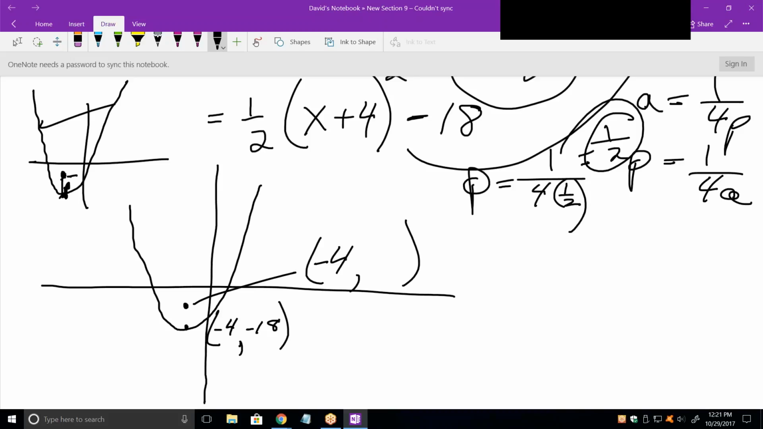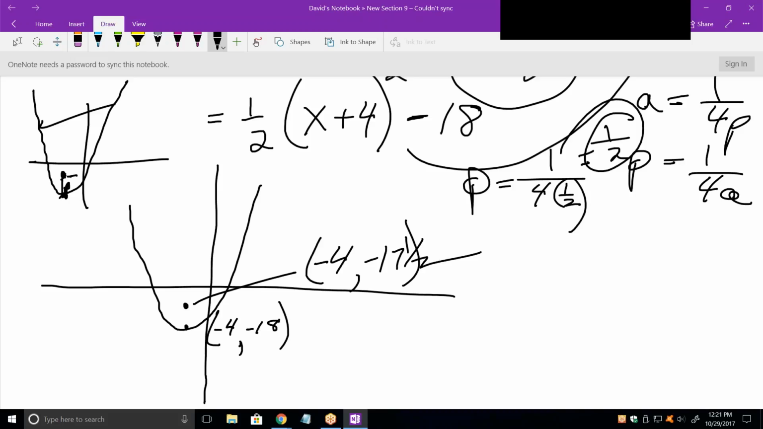The y-coordinate of the vertex is -18. We know that P is up 1/2 from that. So what is the y-coordinate of my focus? Is it just -17 and 1/2? You got it.